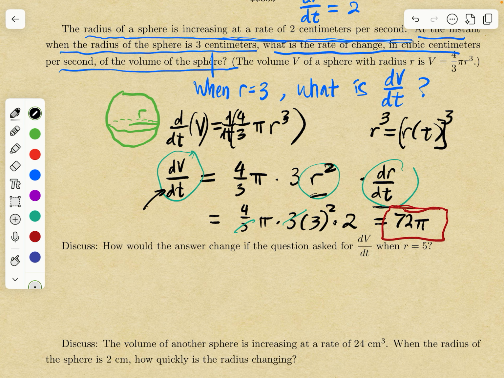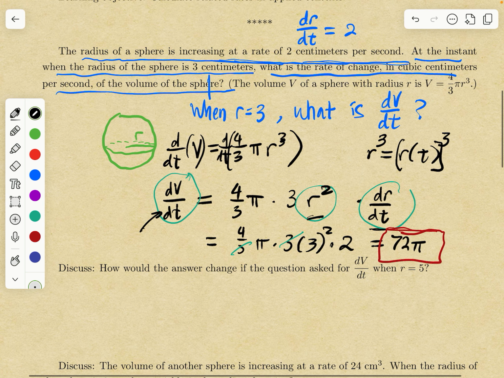Okay, so there's a lot going on. This is definitely a different type of problem than you might be used to. So let's practice. If you think about the solution, let's discuss how would the answer change if the question asks for dv dt when r is 5. So basically, let's say that this 3 was 5. Let's just pretend. And you had everything stay the same. What would be different? Which steps would be different?